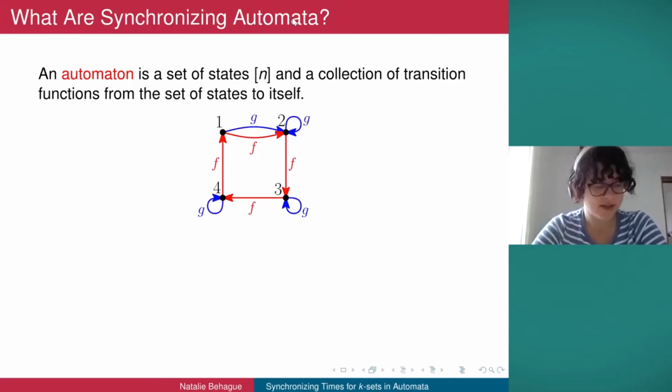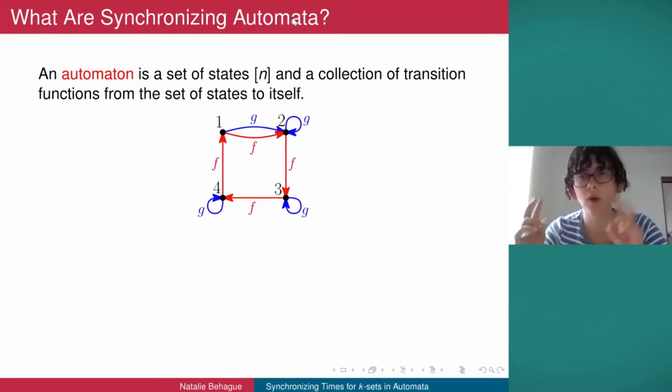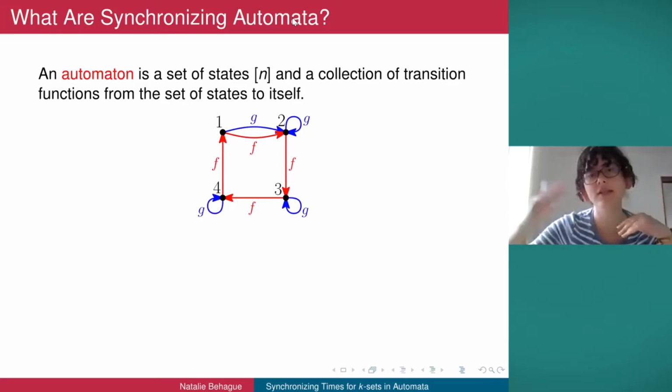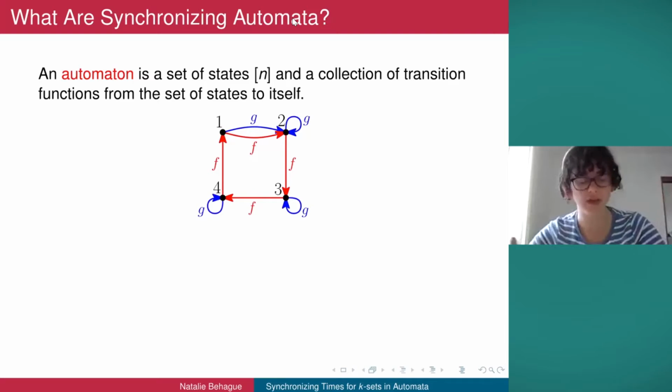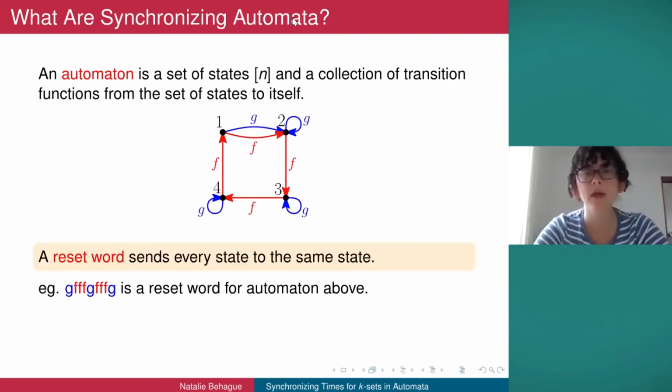Okay, so we're going to be interested in words on the transition functions, and a word on the transition functions is just a sequence of transition functions applied one after the other. We call such a word a reset word if it sends every state to the same state.